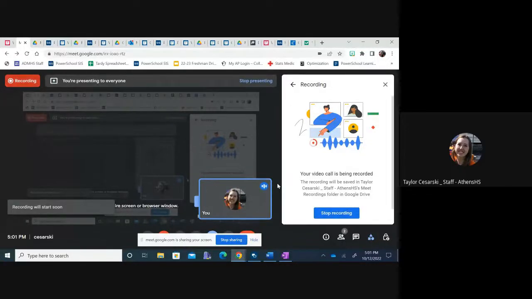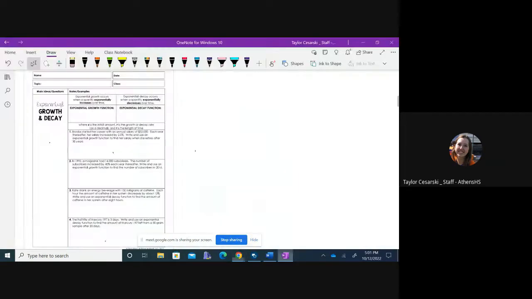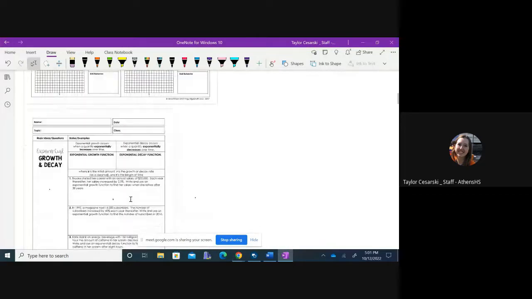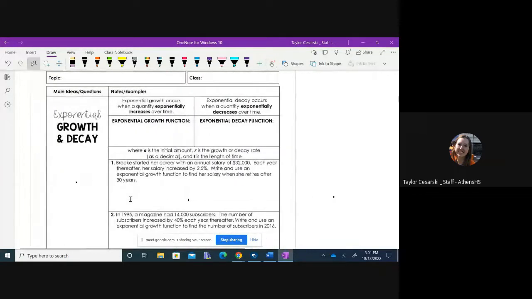All right. Hi, guys. So we're going to go through an introduction to exponential and logarithmic functions today. So make sure you have out your notes, and we're actually going to start on the second page that says exponential growth and decay. This is something that you saw back in Math 3, okay?